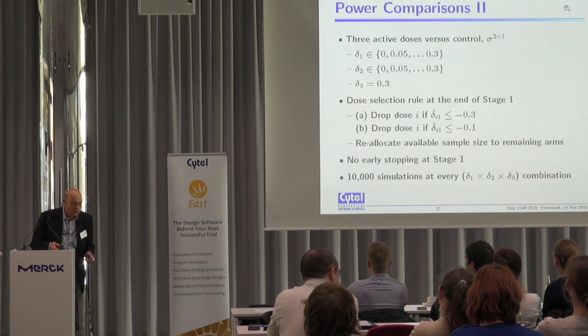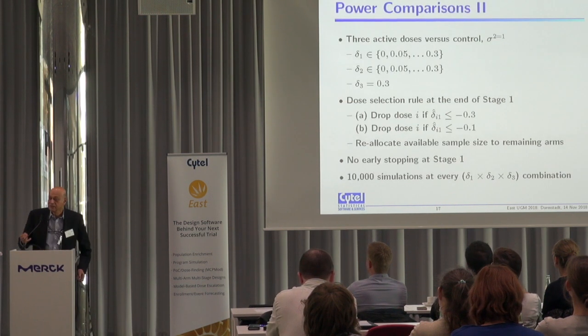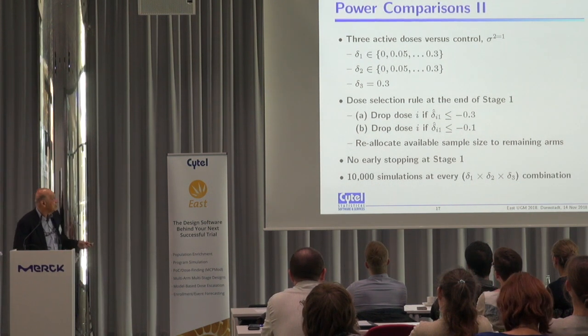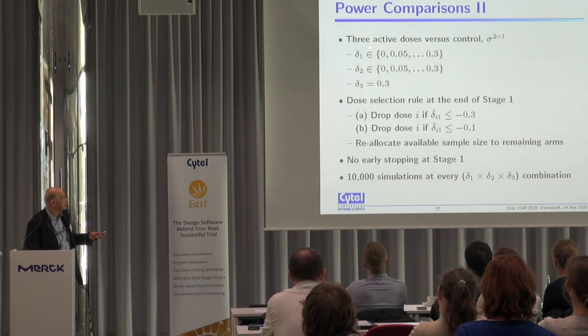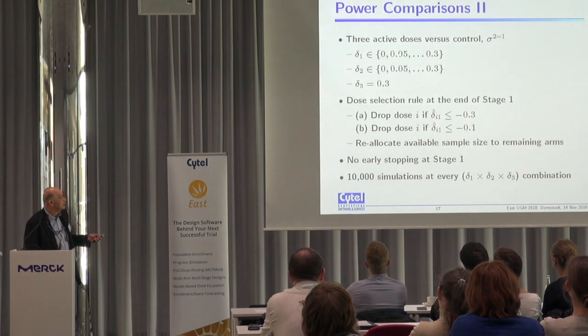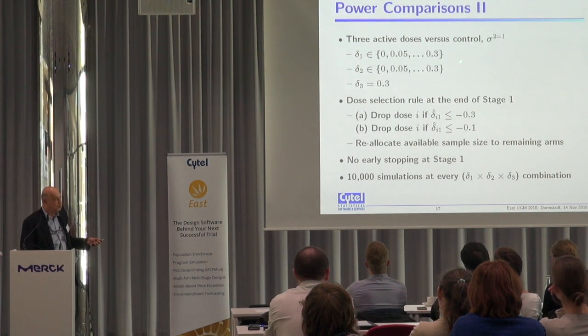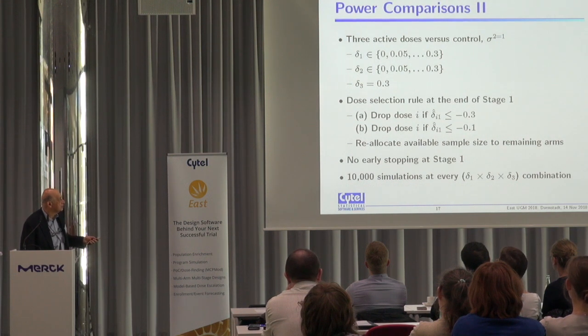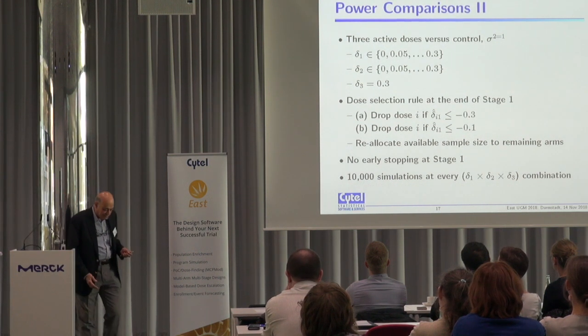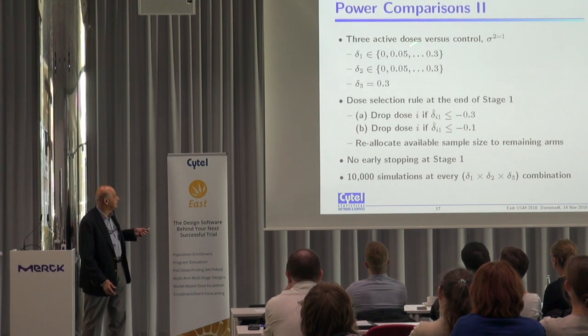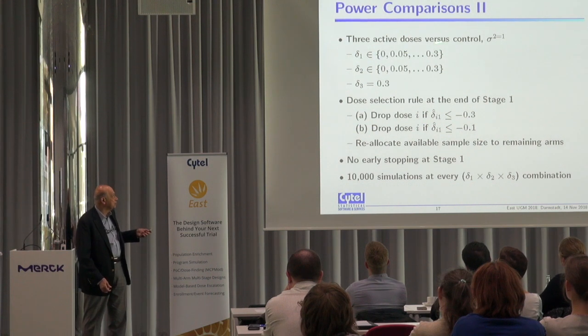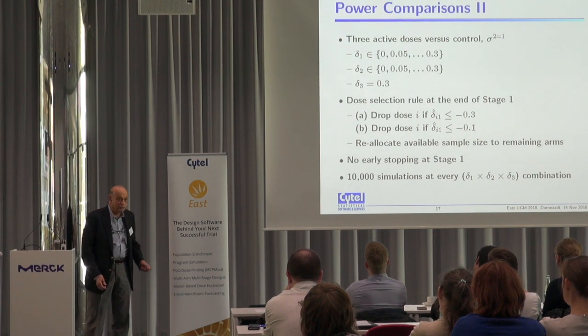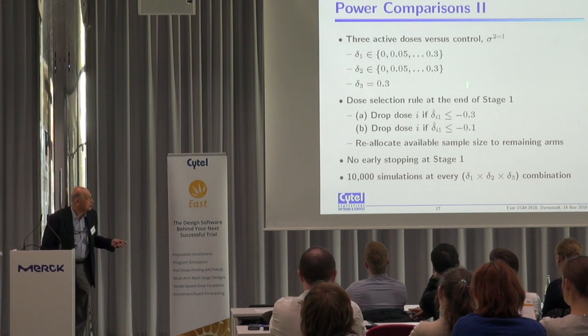So then we went to a more realistic situation where we have three active doses to a common control, and we took values of delta 1 going from 0 to 0.3, and delta 2 going from 0 to 0.3 in groups of 0.5. Since it's difficult to represent in 4 dimensions, we said let's fix delta 3 at 0.3, let delta 1 vary from 0 to 0.3, and delta 2 vary from 0 to 0.3. And let's have a dose selection rule.